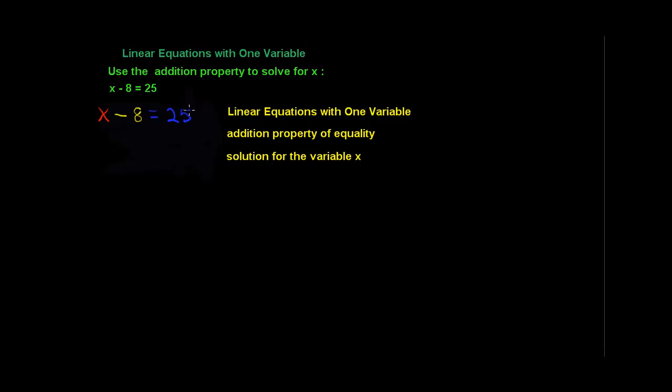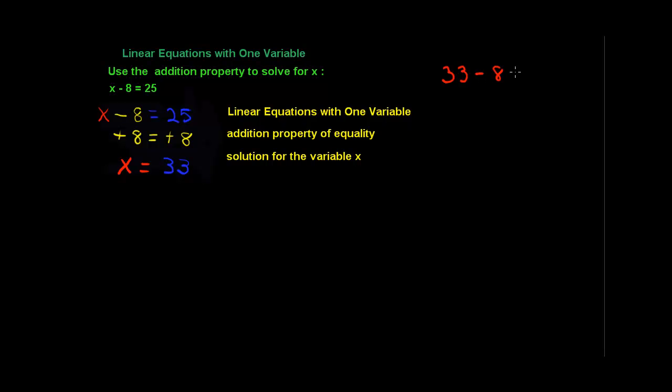Now remember, on an equality, whatever you do on the left-hand side, you also must do on the right-hand side. And it's using that property that we'll be isolating x. We'll be isolating x by adding 8 to both sides. And minus 8 plus 8 is equal to 0, leaving us just with our x. And then we have 25 plus 8, which gives us 33. And that's the solution for x.